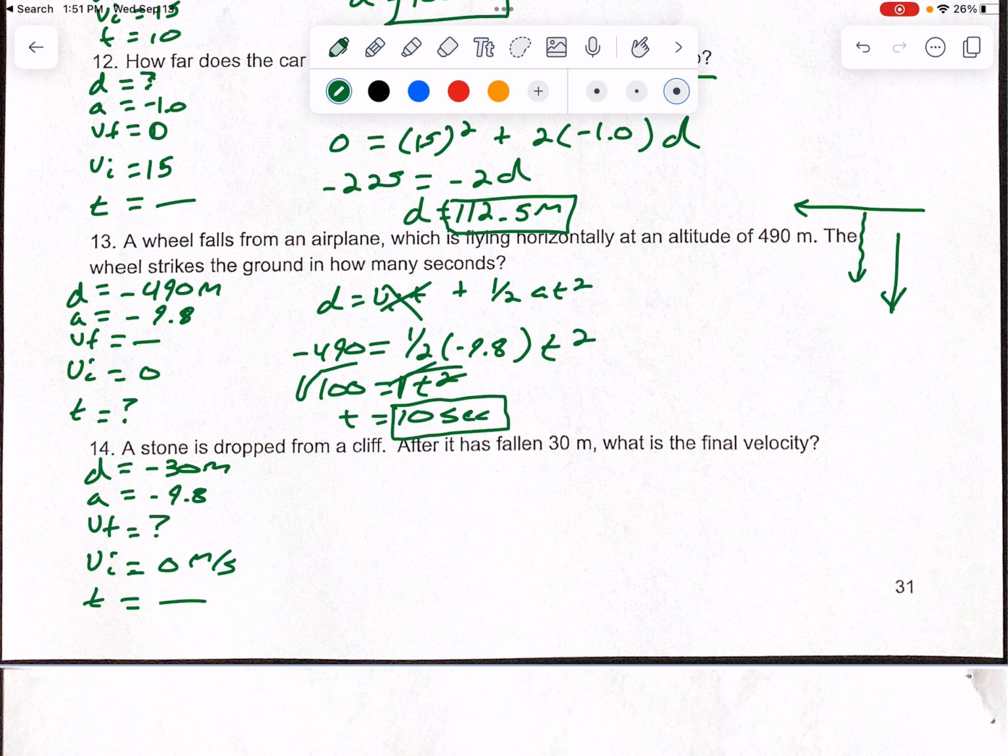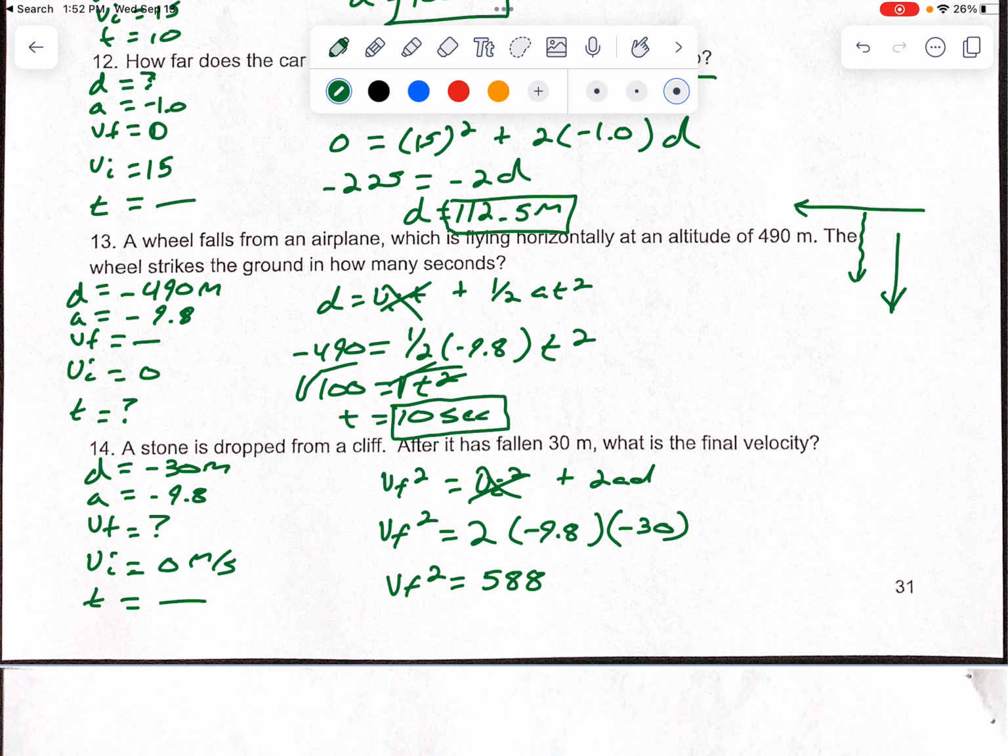So we're going to use equation number 5. VF squared equals VI squared plus 2AD. VF we don't know, so we're going to leave that as VF squared. VI is 0, so we don't have to worry about that, so we can get rid of that. Equals 2 times negative 9.8 times D, which is negative 30. Okay, so VF squared equals 588. Square root both sides, and you get a final velocity of 24.25 meters per second.